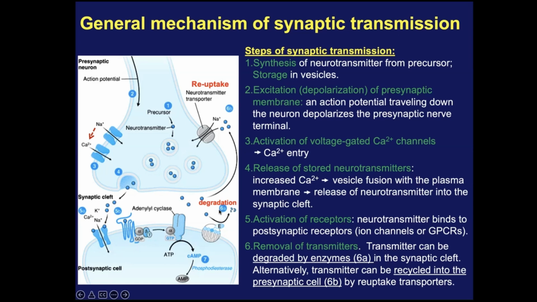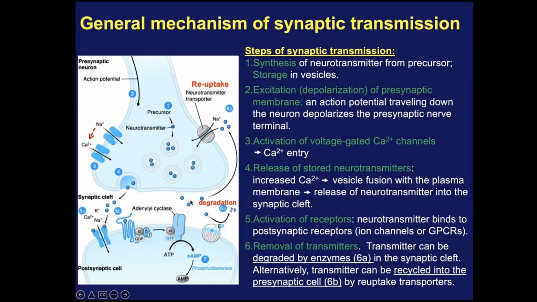In this step, the released neurotransmitters can be degraded by the enzymes so that they are destroyed. And in the meantime, some of these neurotransmitters can be transported by this transporter protein located on the presynaptic neuron cell membrane back to this presynaptic neuron so that they can be recycled.